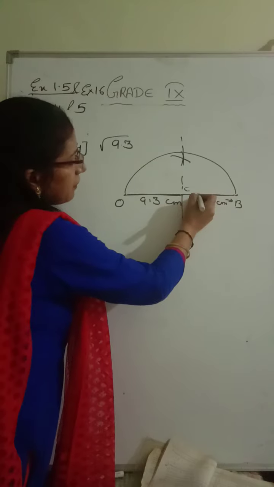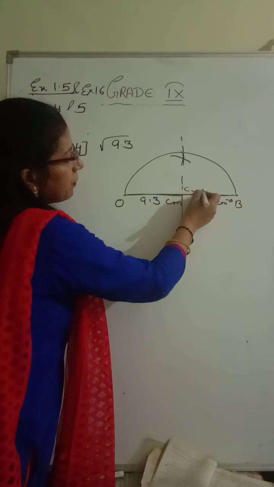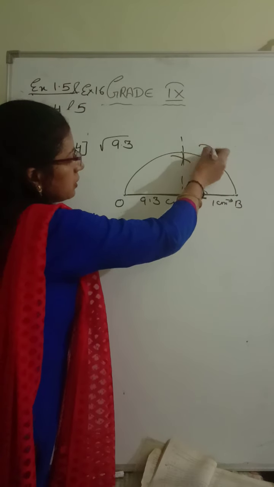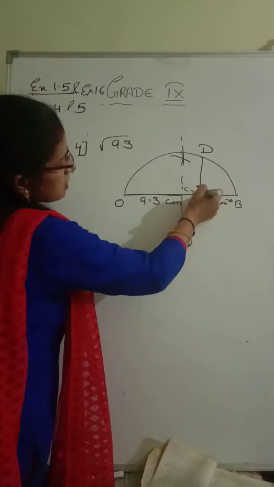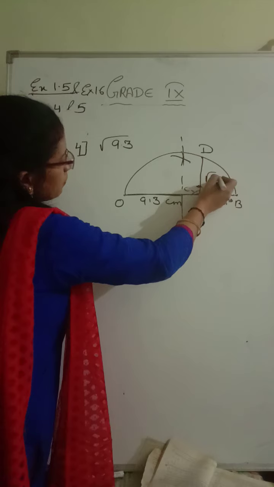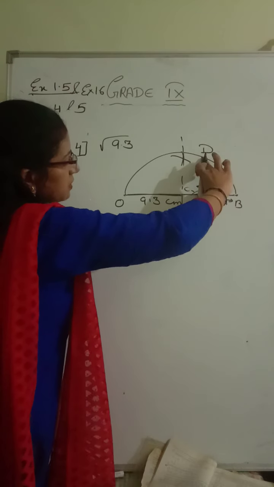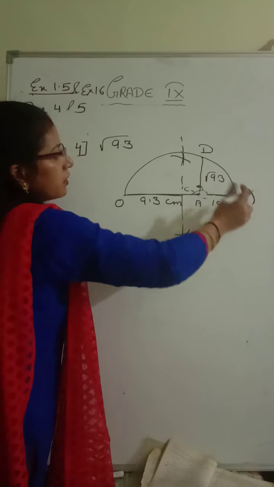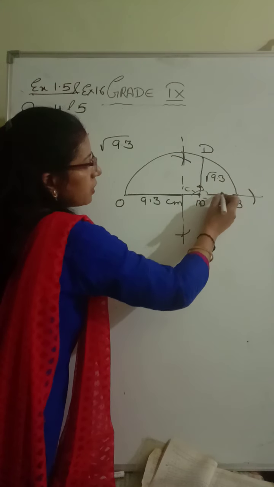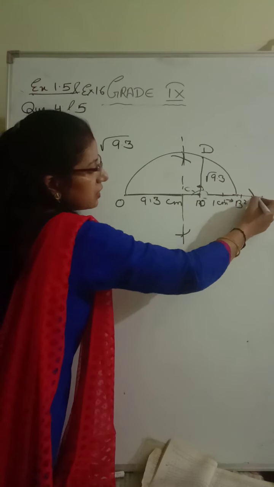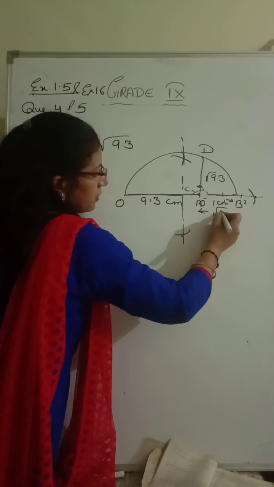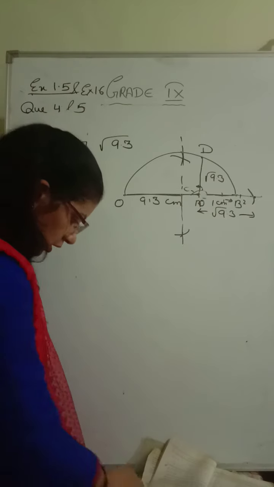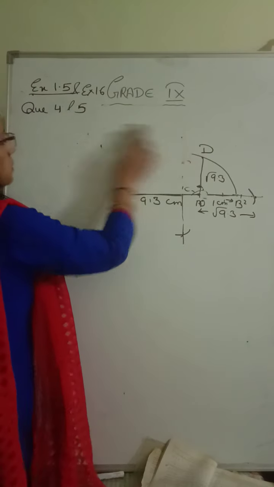Then from A, draw a perpendicular with the help of compass and you will get this point, D point. Then this much distance from here to here is root 9.3. Now measure this much there and cut an arc here. This much you measure and from here cut an arc here. Now this is 0 from number line 1, 2, 3 you measure and this is from here to here is 9.3.